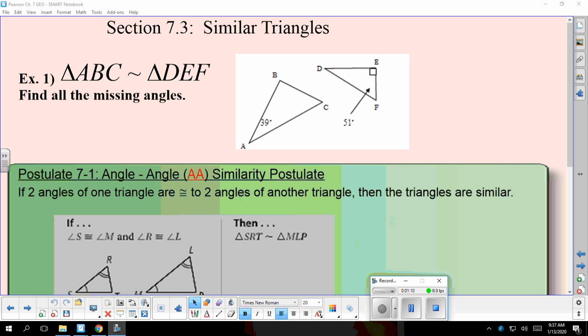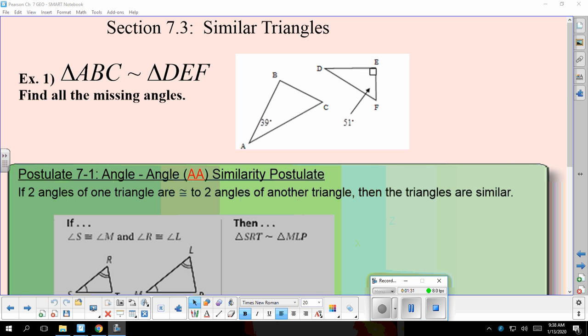Does anyone remember the 5 different ways to prove two triangles are congruent? SSS is one of them. Side, side, side. Angle, side, angle. Side, angle, side. Angle, angle, side, and HL. Very good, so we know all of those. We're going to find proving triangles are similar is even a little bit simpler than those.